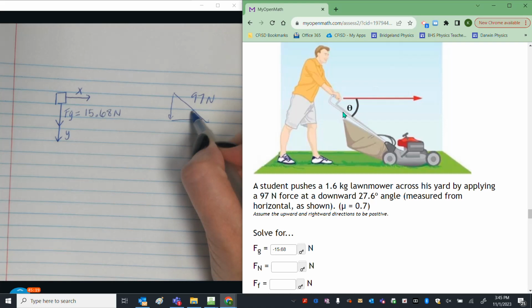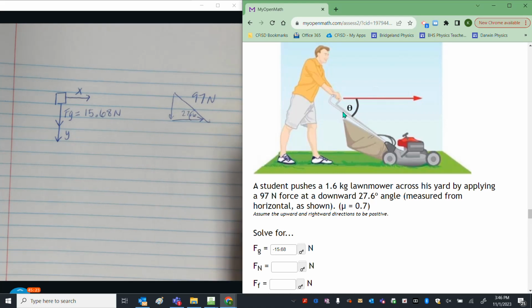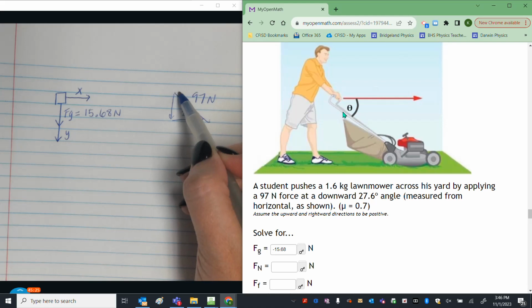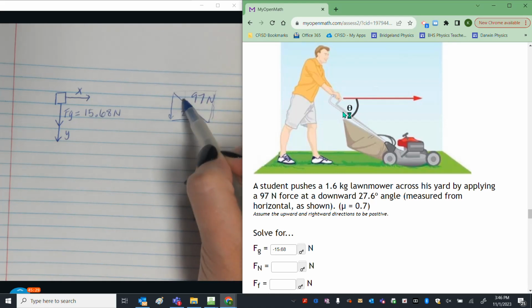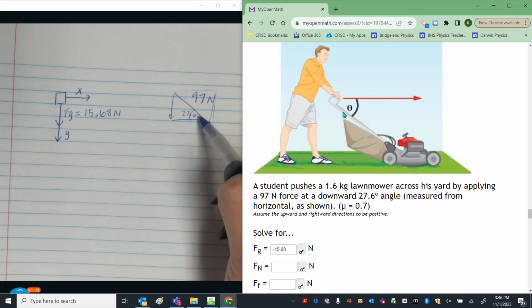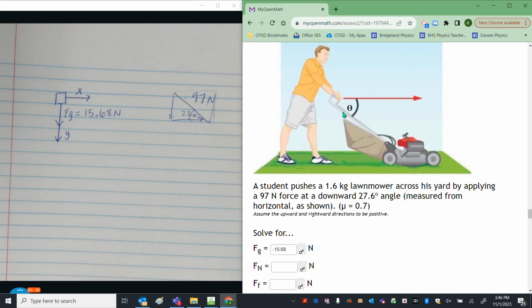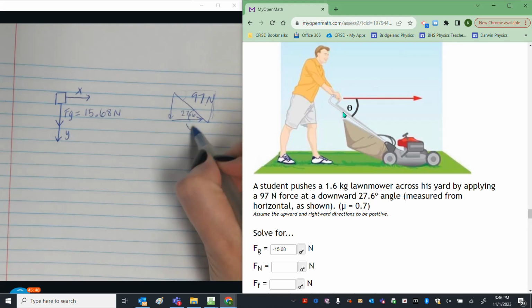I drew my picture a little bit different. This is the same thing. That picture up there has it drawn this way instead. If you did that, that angle and that angle are congruent. But I'm just going to leave it like this since I already drew it. So with 97 and this angle, I can now solve for these two pieces using some trig. I can find my x, I can find my y.